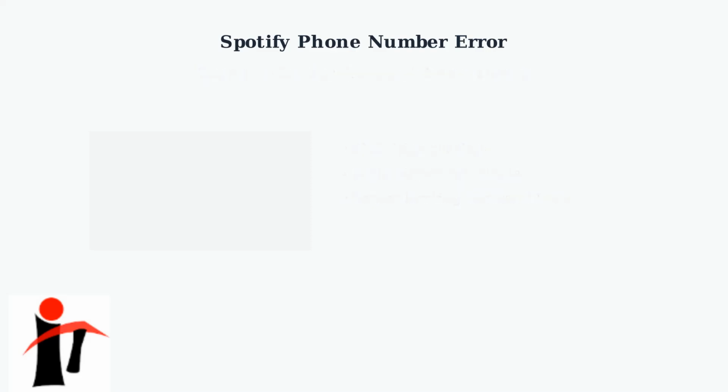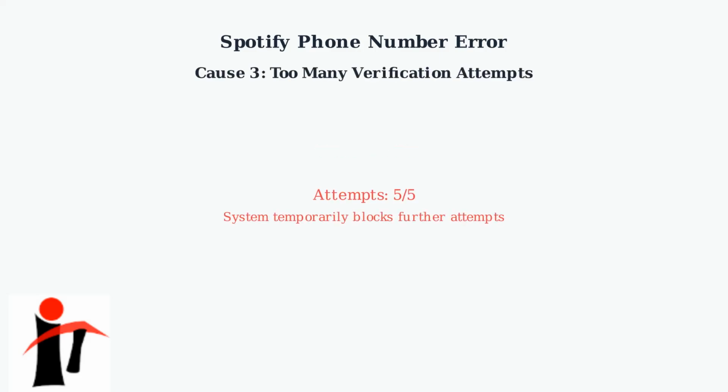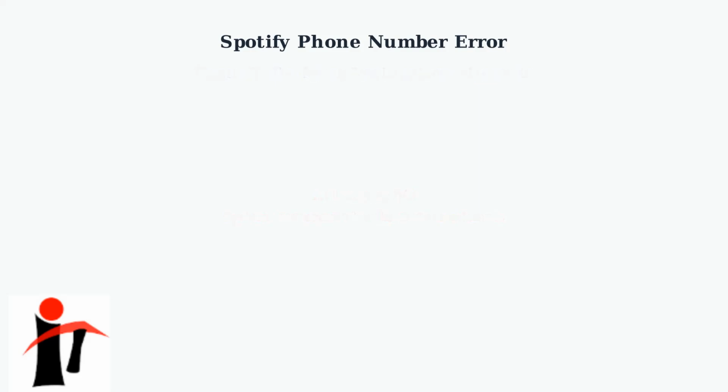The third cause is rate limiting, which occurs when you make too many verification attempts in a short period. Spotify's security system implements rate limiting to prevent abuse. If you make too many verification attempts within a short time frame, the system will temporarily block further attempts to protect against potential fraud.